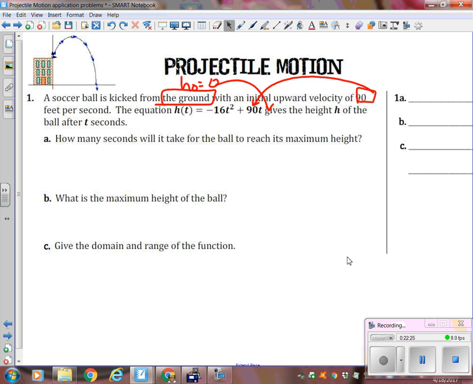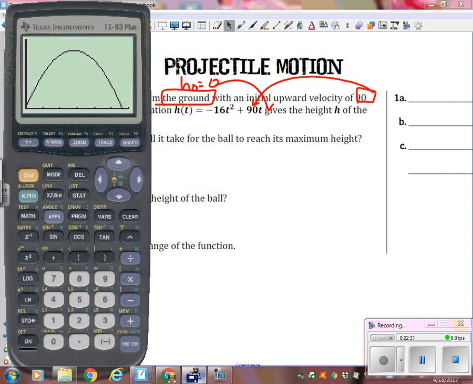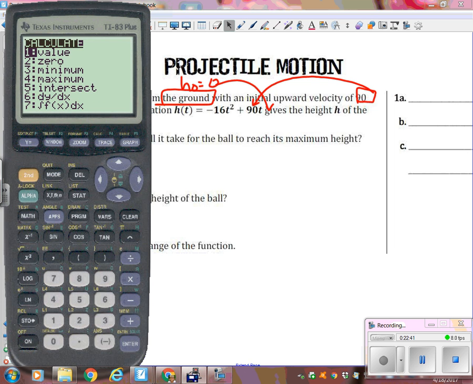Do you know how to do maximum? Did you trace? Okay, trace. Hit your trace key. Looks like it's second calc, number 4, maximum. Left 3, enter. Right 6.